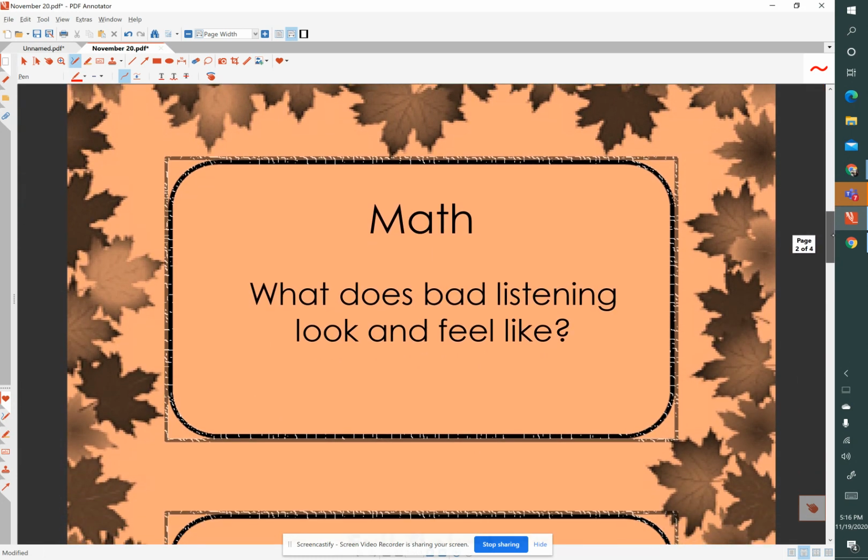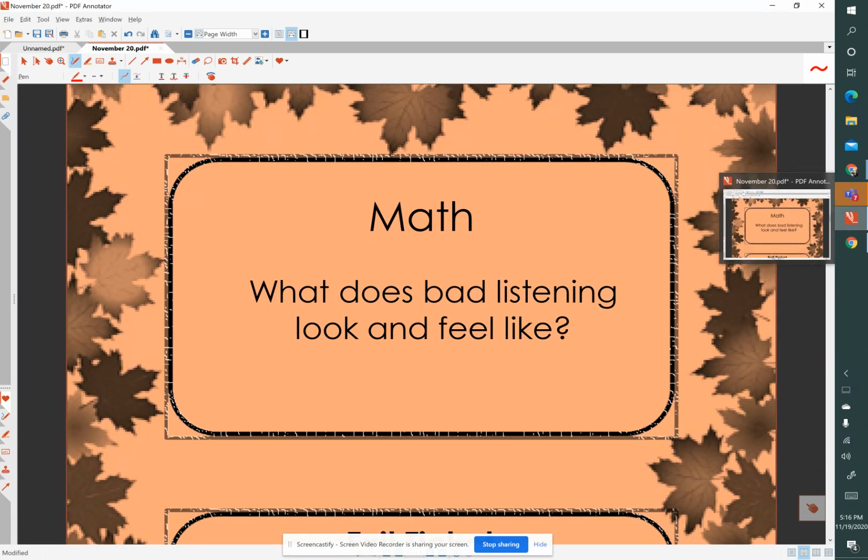For our do now, ooh, this is a little unusual for us, but you know what? Sometimes we need to look at this. What does bad listening look and feel like? We talked a lot this week about EARS, and that acronym for those active listening skills of responding back to people and asking questions. But what does it look like when somebody's not listening? Are they looking down? Are their hands in their pockets? Are they looking away? Are they on their phone? This is a big one.